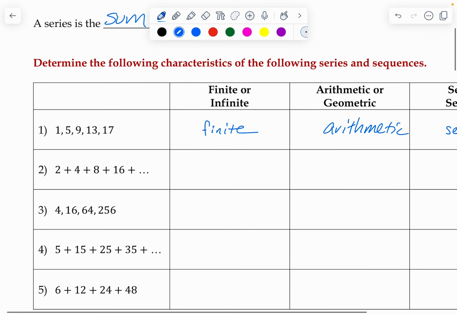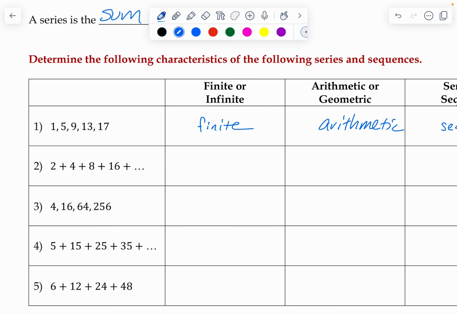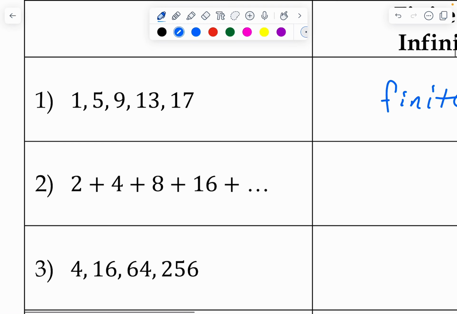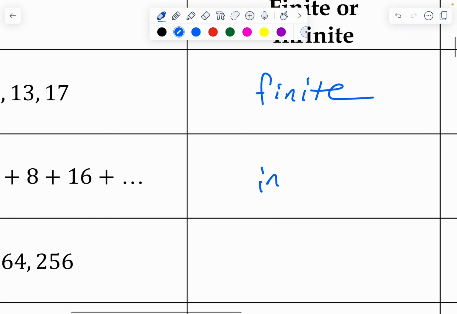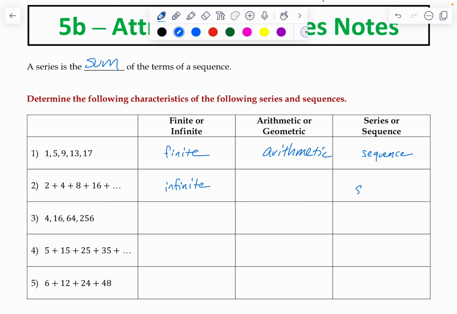Okay, the next one, notice I have 1, 2, 3, 4, and then it keeps going. So this is an infinite sequence, and since there are plus signs, it's an infinite series. And 2 to 4 to 6, that's not what happened. It was 2, 4, 8, 16. This is a geometric series.